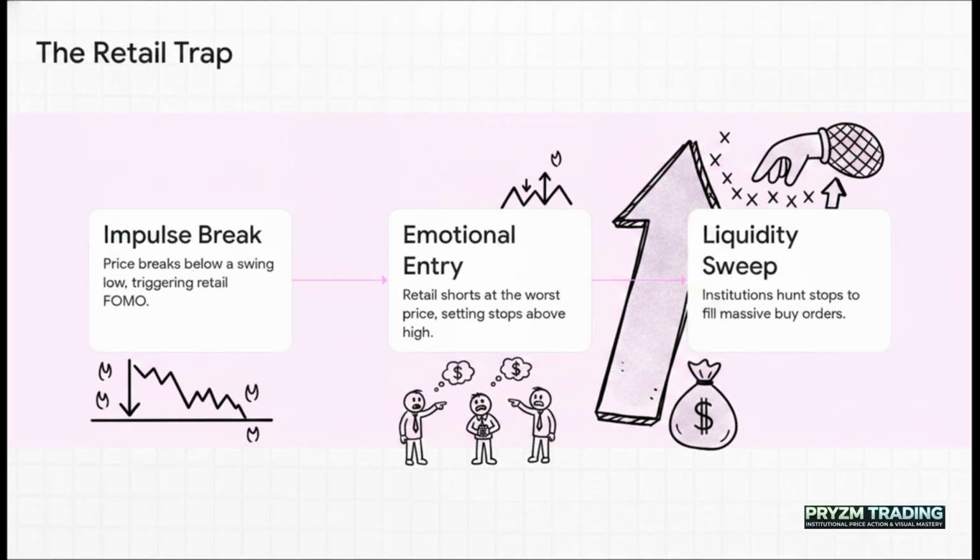Then we hit Step 2, the emotional entry. Retail traders short the market at the worst possible price, tucking their stops just above a local high. And finally, Step 3, the institutional trap. Smart money algorithms spot that heavy pocket of retail stop losses, which remember are just buy orders. They absorb the initial retail sells and then drive the price straight up through those stops, completely sweeping the liquidity they need for their real move.